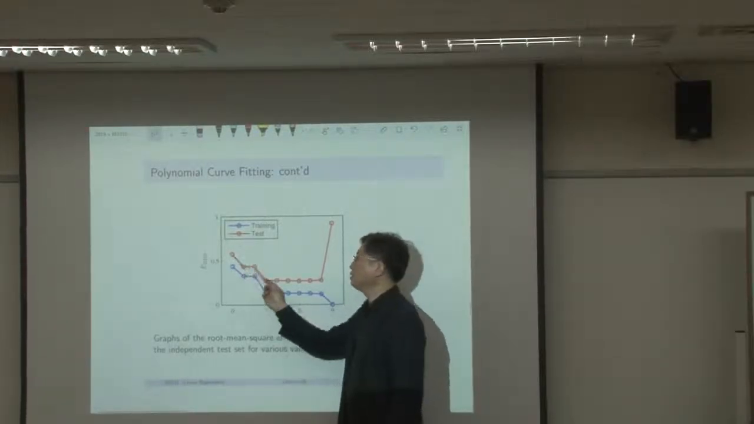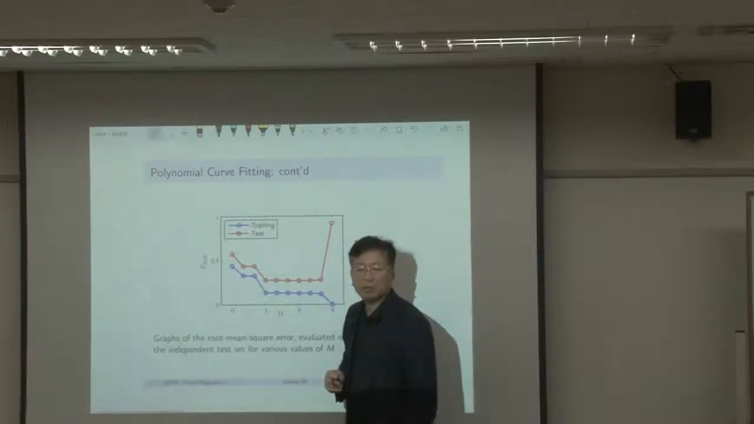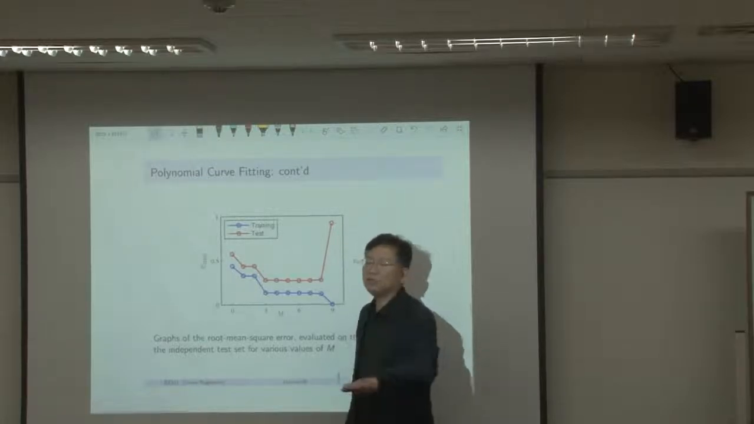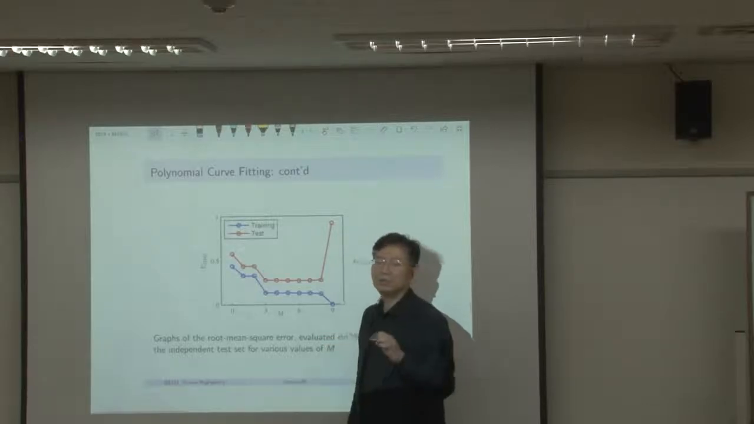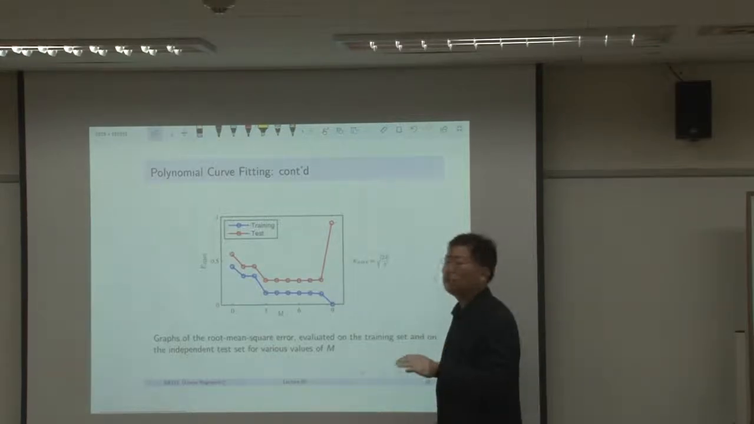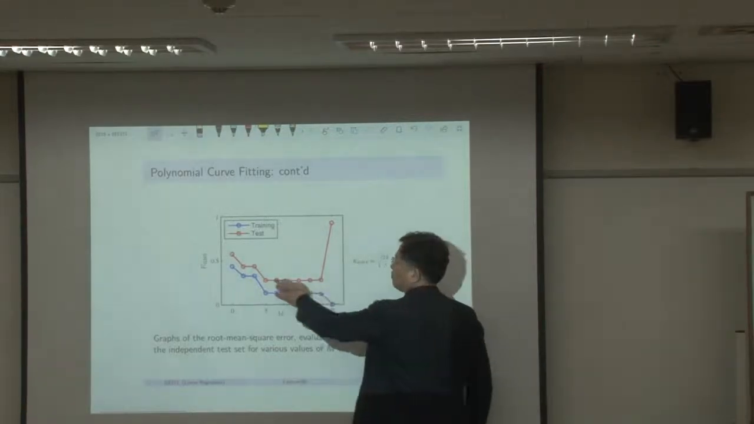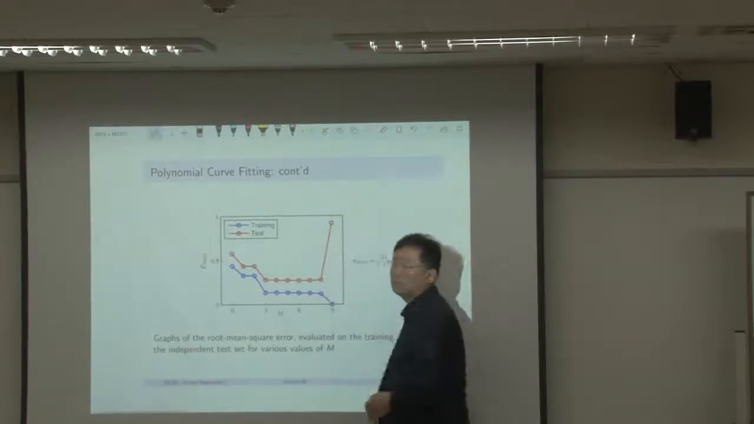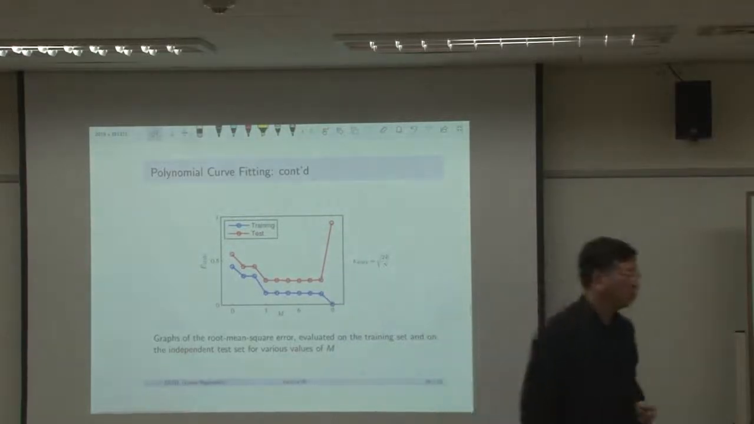The test error, what is a test error? You just generate another set of data not used for getting the coefficients. Data not used to get the coefficients. And you see that at ninth order, it just jumps up. We would expect that.